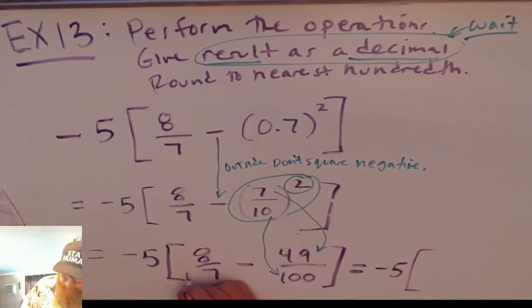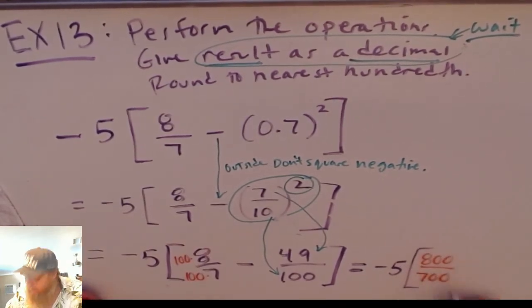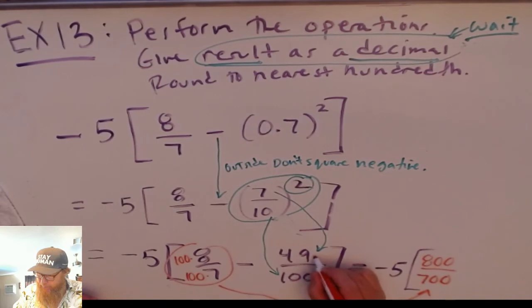I'm going to multiply this one by 100. So I end up with 800/700ths. And then I'm going to multiply this one by 7.